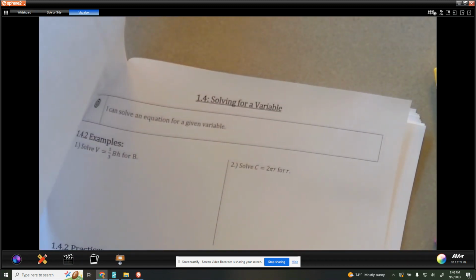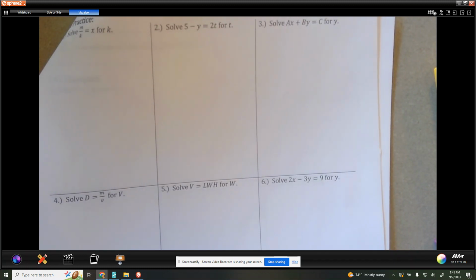I want you to go try numbers 1 through 7, just on this page. You need to get these 7 done. And then when I come back tomorrow, we'll go over review and get these packets turned in, okay? Thank you.